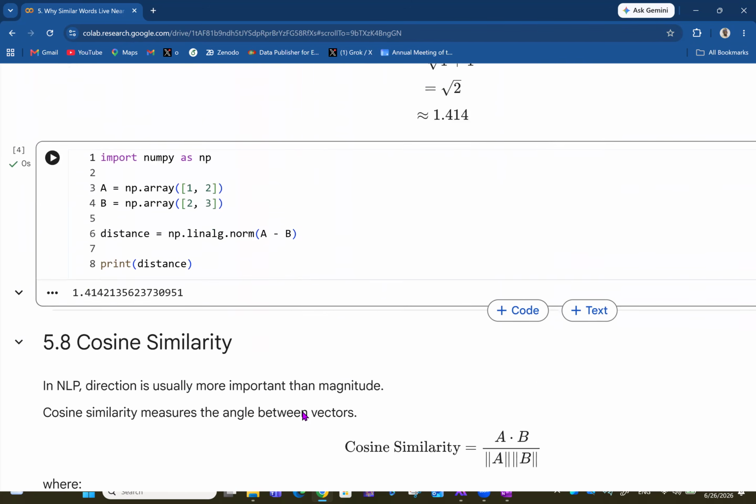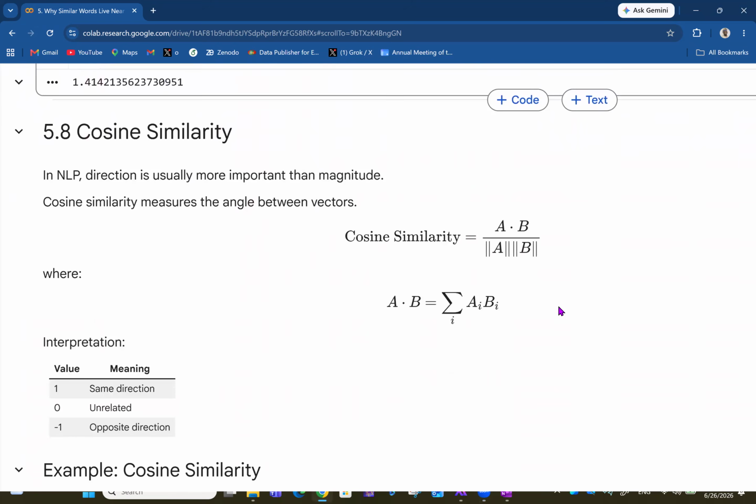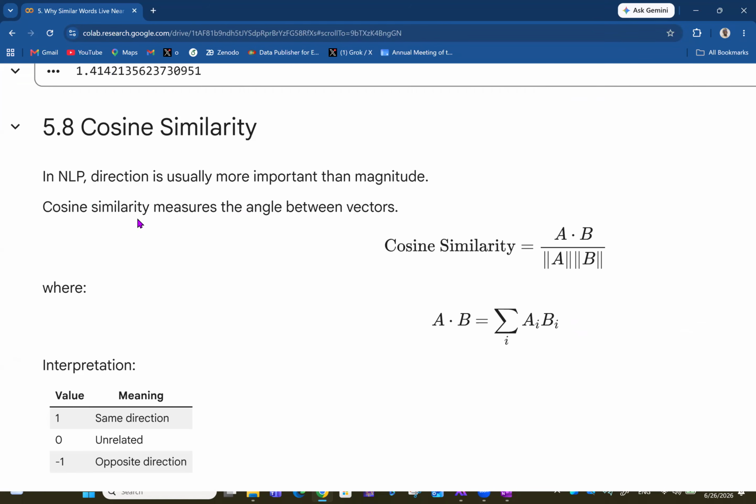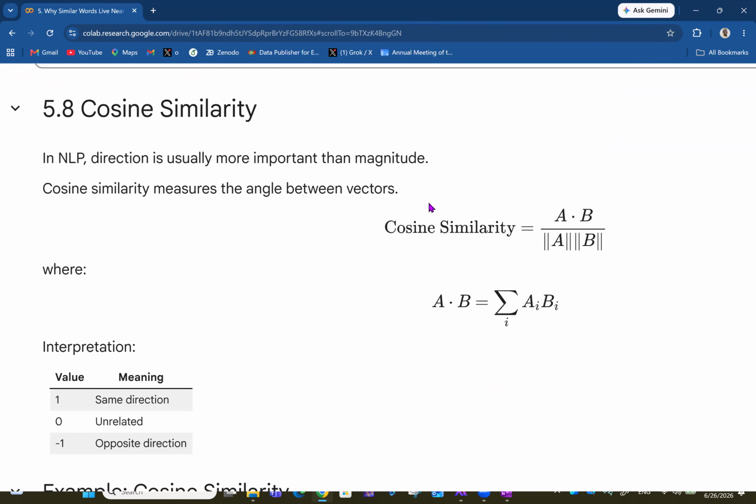And then there's cosine similarity. In natural language processing, direction is usually more important than magnitude. Magnitude is what Euclidean distance shows you, but cosine similarity shows you direction. Cosine similarity measures the angle between vectors.